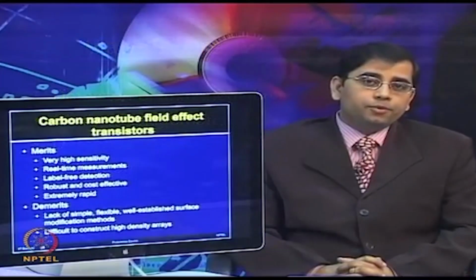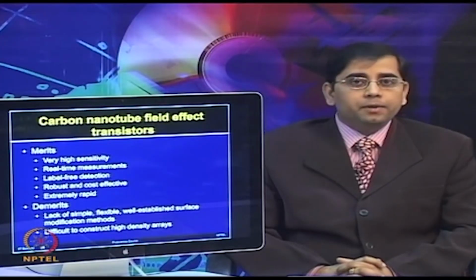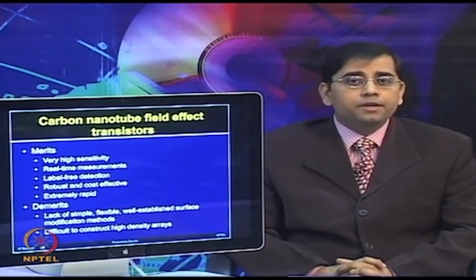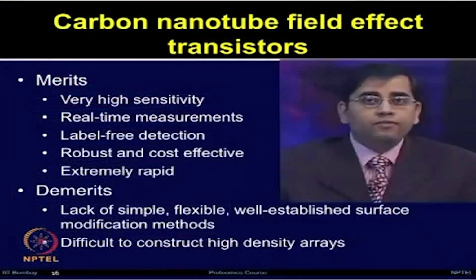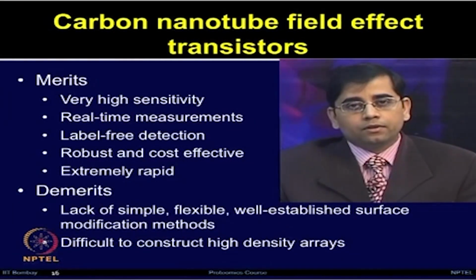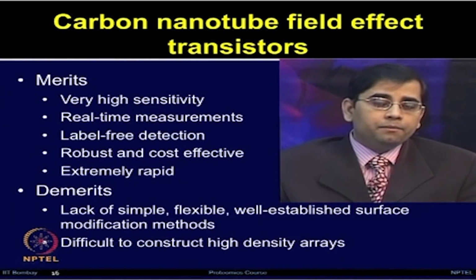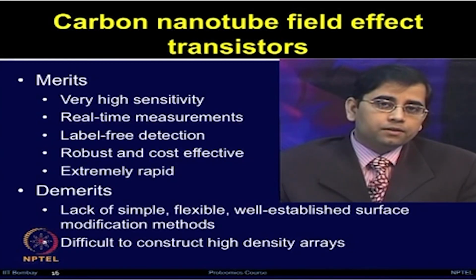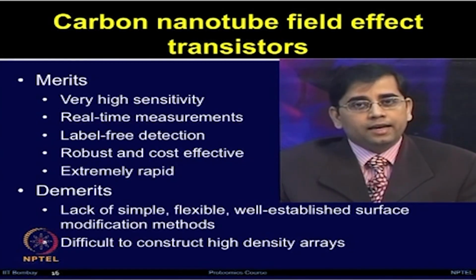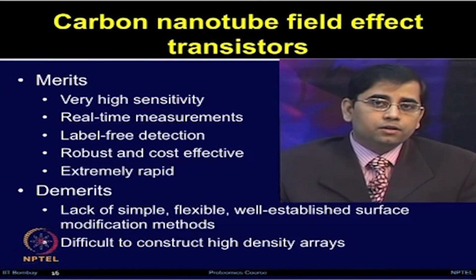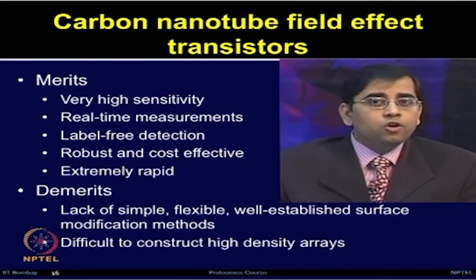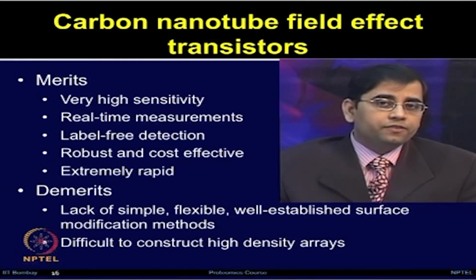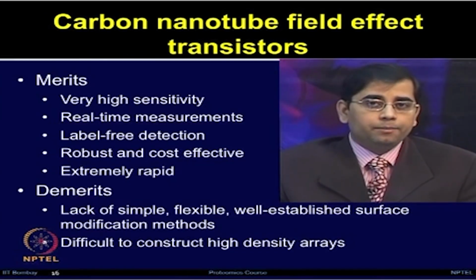Let us now discuss the merits and demerits of using carbon nanotube field effect transistors. This technology offers very high sensitivity. It provides real time measurement capability. One can monitor the reaction in a label free environment, where there is no need for adding a label. This is a very robust platform, also cost effective, and provides very high speed, extremely rapid.